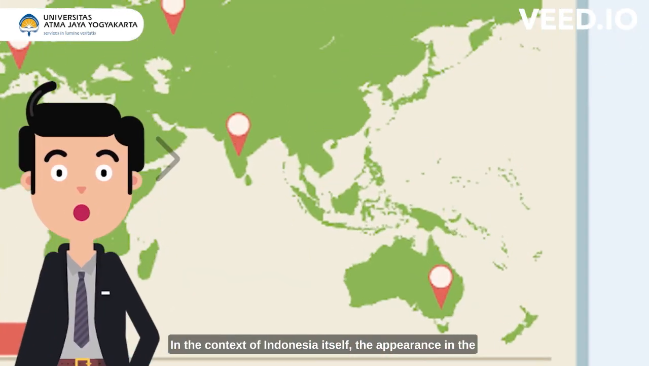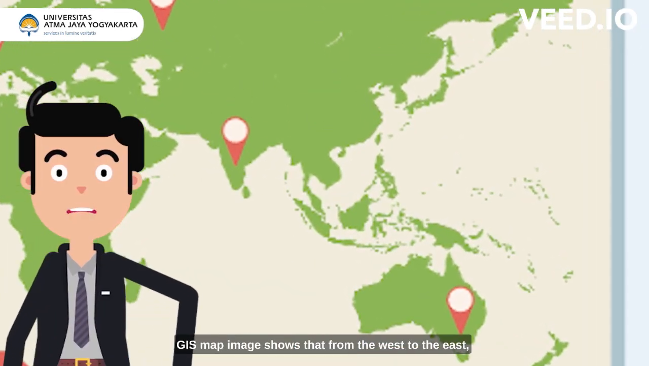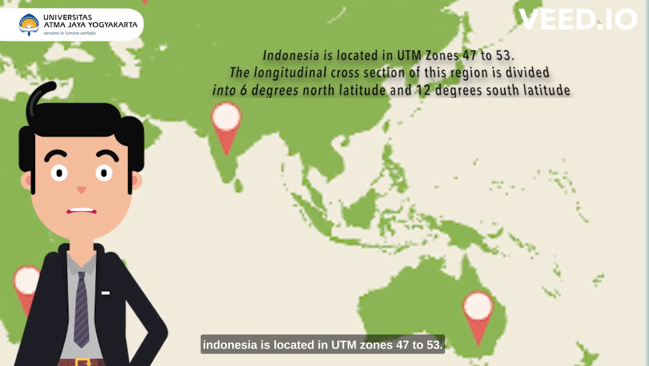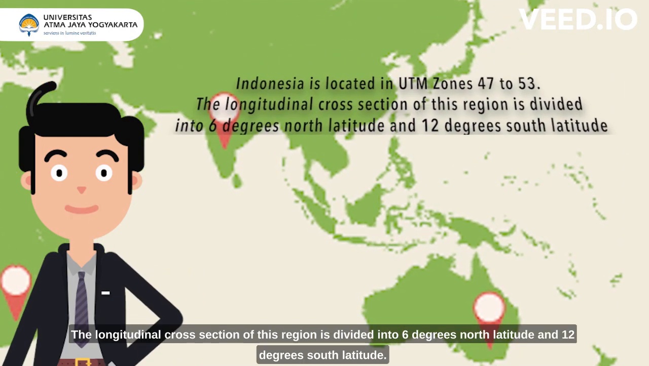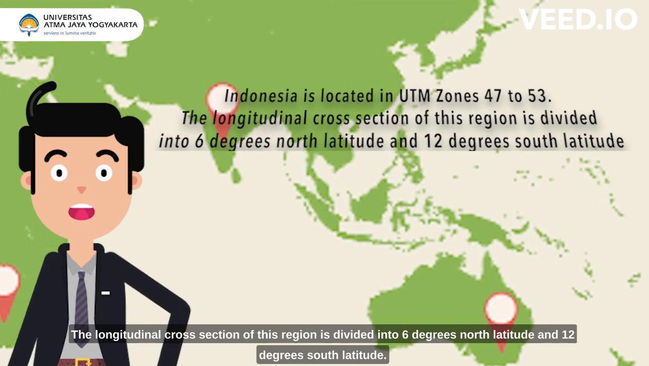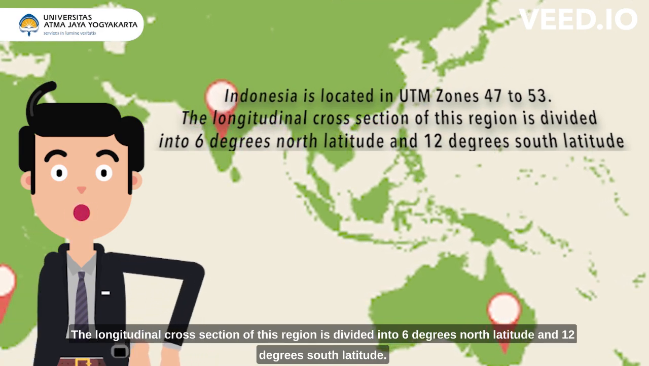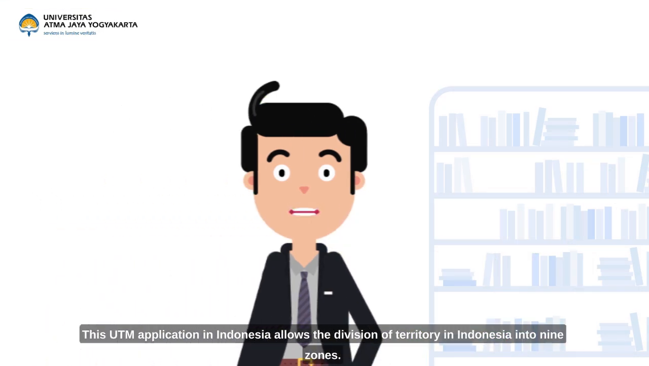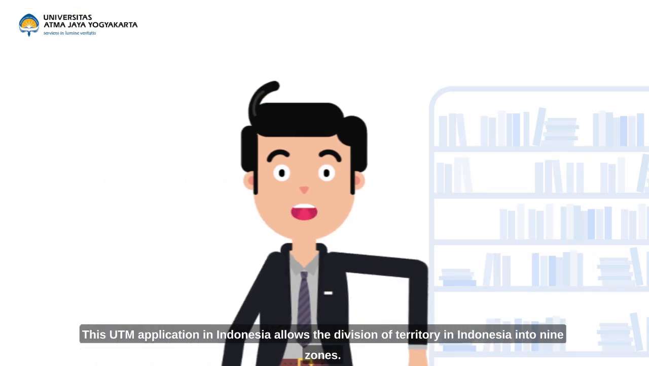In the context of Indonesia itself, the appearance in the GIS map image shows that from the west to the east, Indonesia is located in UTM zones 47 to 53. The longitudinal cross-section of this region is divided into 6 degrees north latitude and 12 degrees south latitude. This UTM application in Indonesia allows the division of territory in Indonesia into 9 zones.